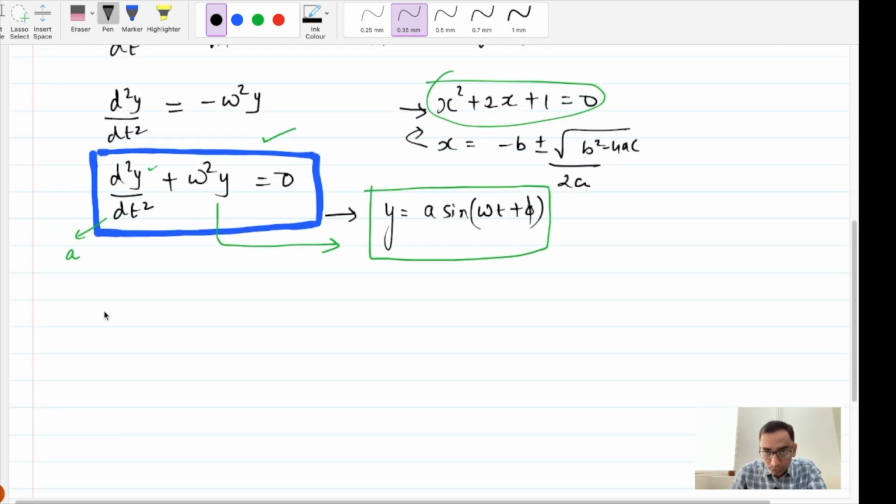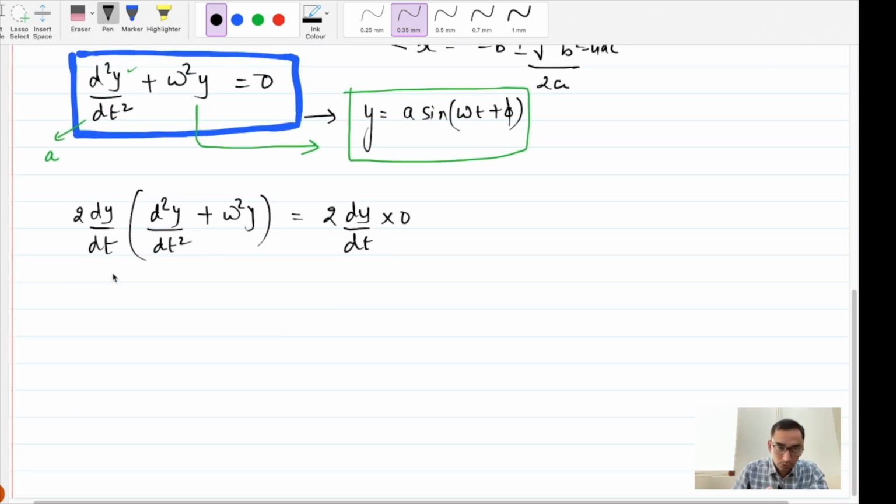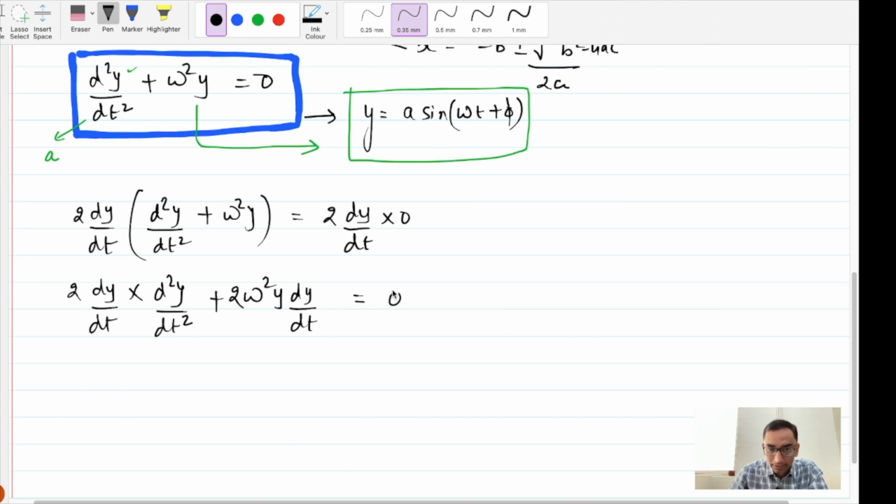So, now let us find the solution to the above differential equation by multiplying both sides by 2 dy by dt. So, this is d2y by dt2 plus omega square y is equal to 2 dy by dt times 0. Opening up the bracket, we get 2 dy by dt times d2y by dt2 plus 2 omega square y dy by dt. Okay. So, this term, 2 y dy by dt times omega square, and here it remains 0.